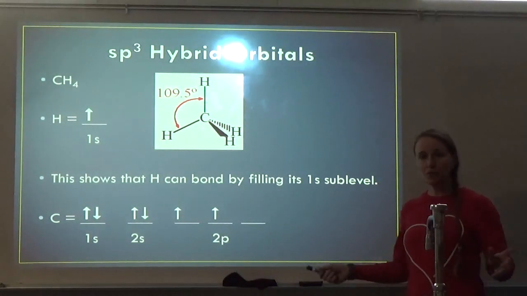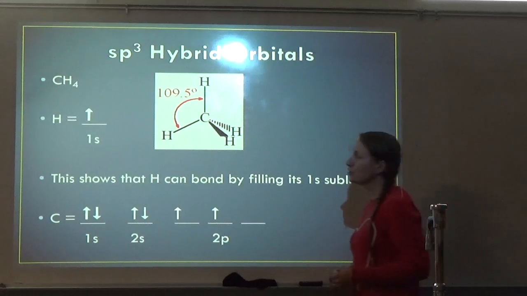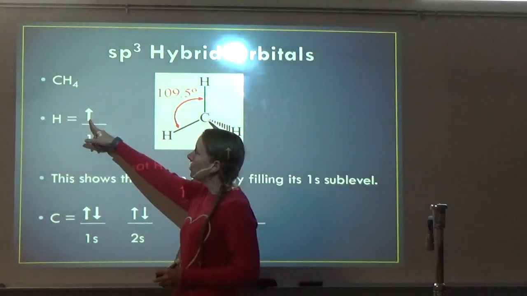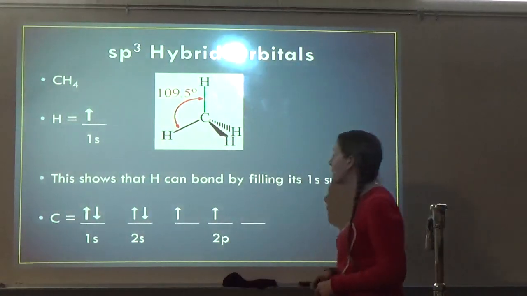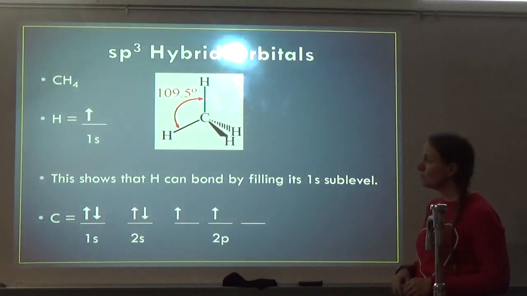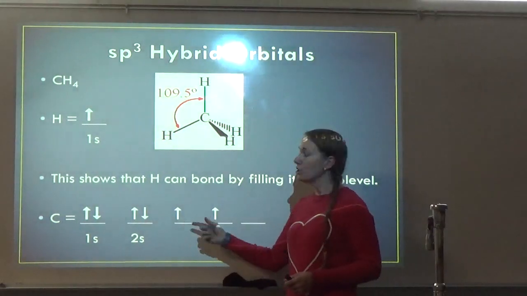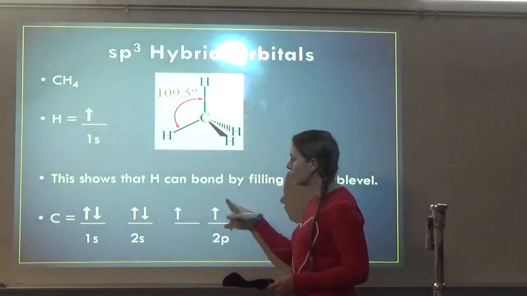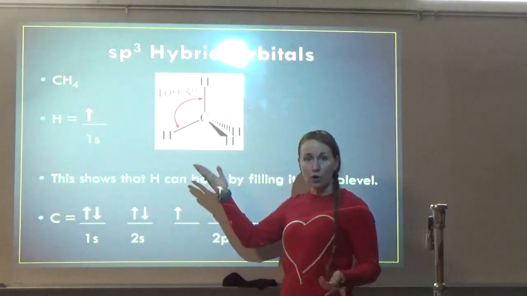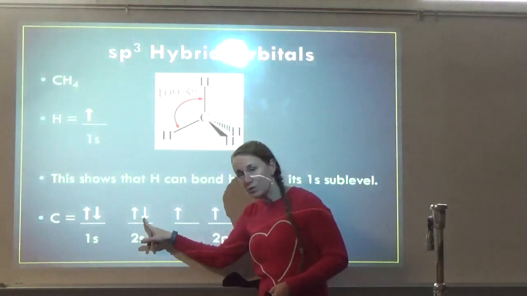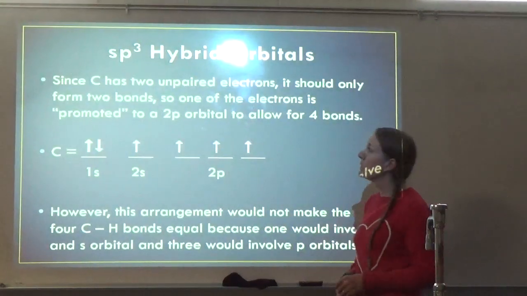Alright, so the last one we're going to look at is CH4. So in CH4, hydrogen has one lone electron. It needs to pair up, so it makes sense that hydrogen would want to bond by filling its 1s sublevel. Carbon, on the other hand, has two unpaired electrons. So it seems as though carbon would only want to form two bonds, but we can clearly see that it forms four. So what are we going to do? We're going to take one from that 2s and promote it, just like we've been doing.